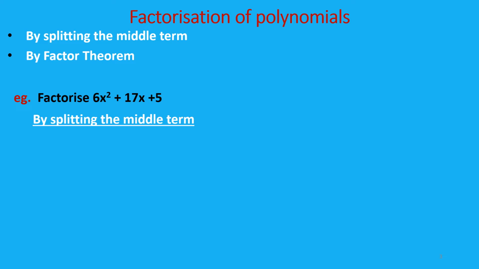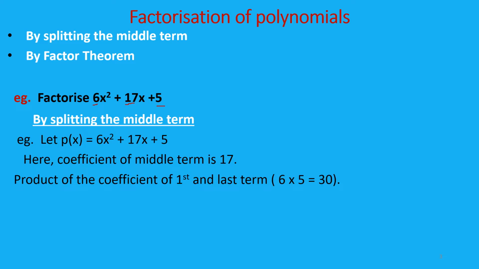Now, if you will see the polynomial, here you can see that the coefficient of the first term is 6, coefficient of the middle term, that is second term, is 17, and the coefficient of last term is 5. So here we have written p(x) is equal to 6x square plus 17x plus 5, and the coefficient of the middle term is 17. And the product, this is important, product of the coefficient of the first and the last term. First is here 6 and last is 5. So 6 into 5 is 30.